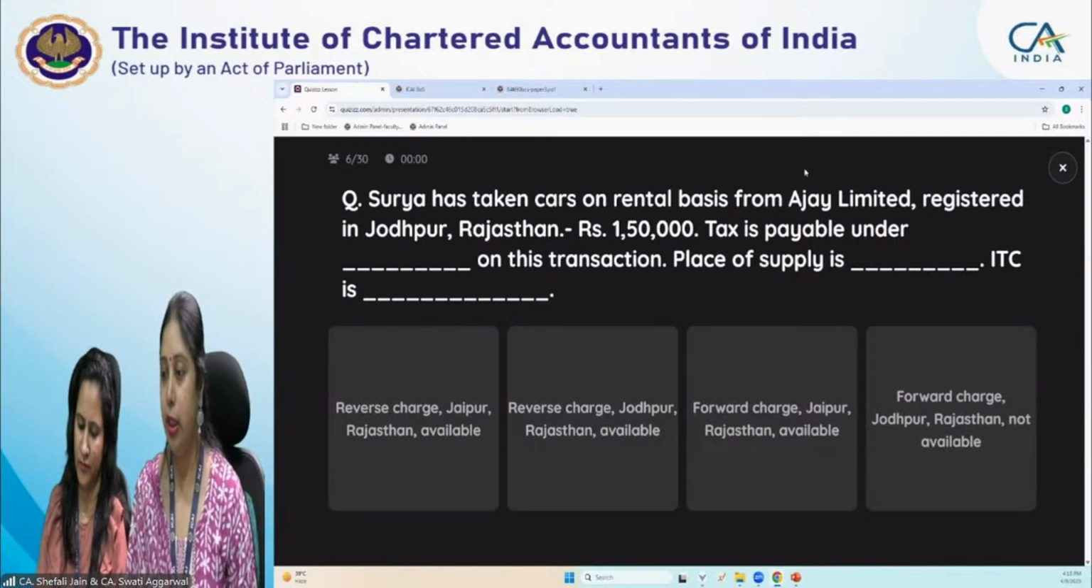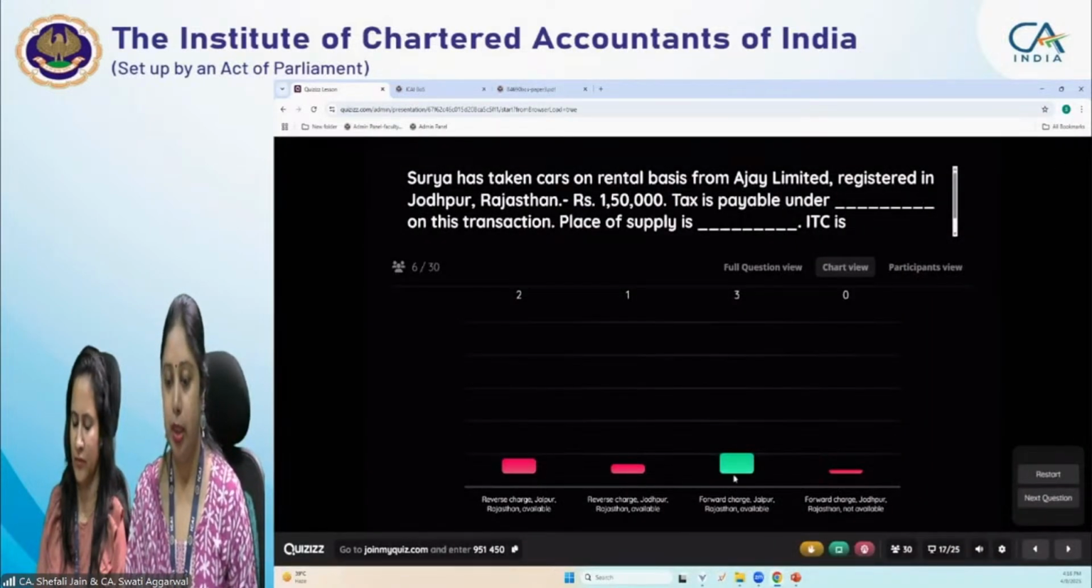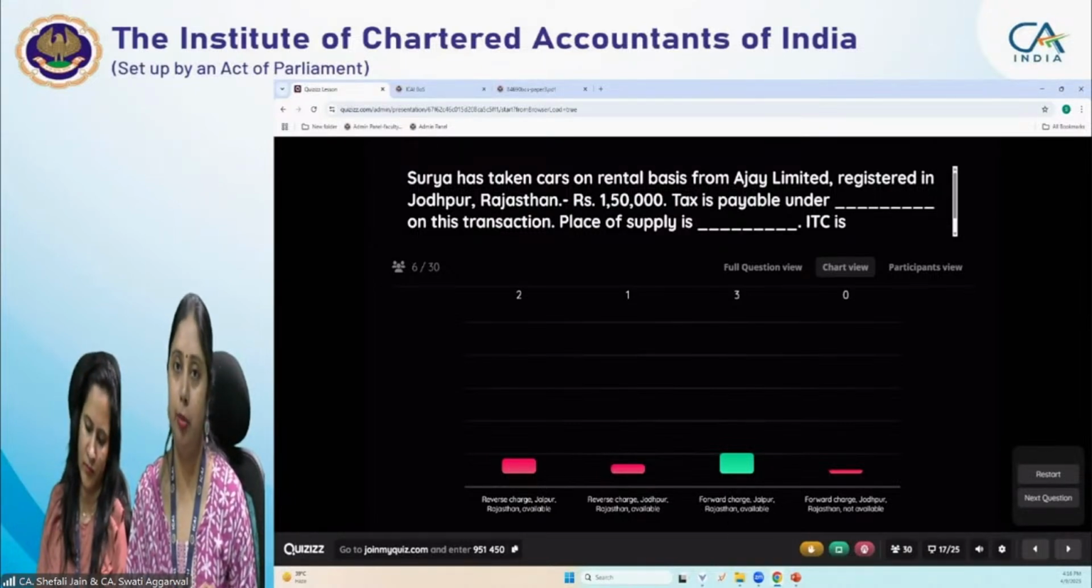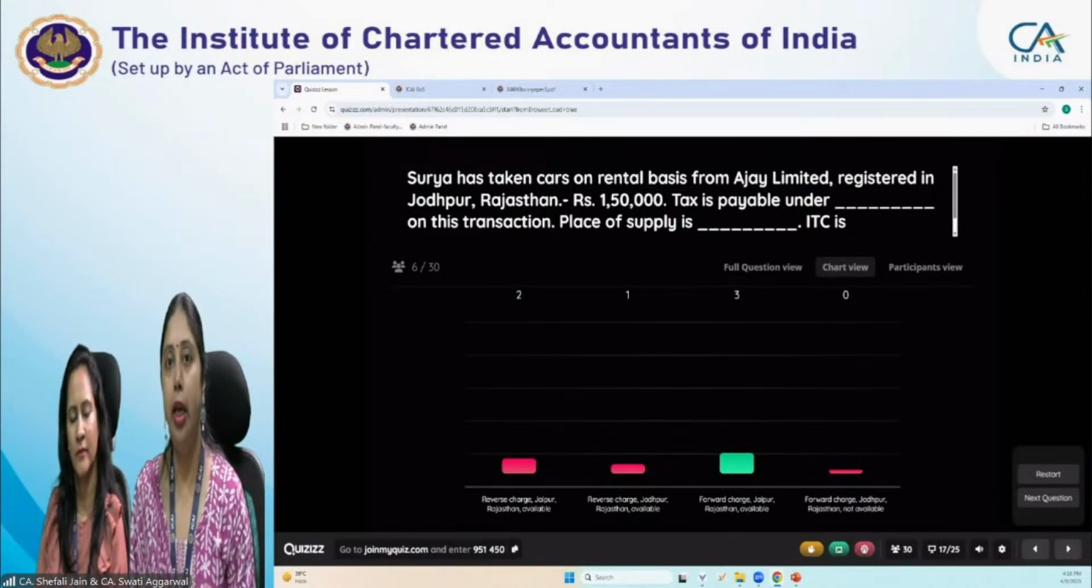And that is why the correct option is forward charge. Tax will be payable under forward charge. Place of supply is Jaipur, and ITC will be available. To this extent, this clarification in the question we have added, and it will be there on the website also, that the supplier Surya is engaged in similar line of business.